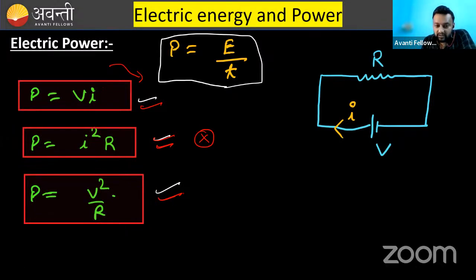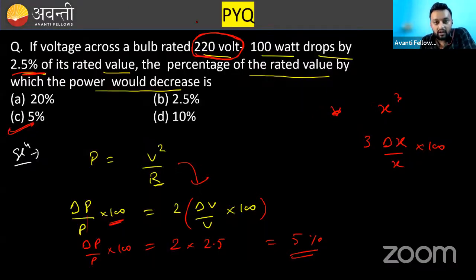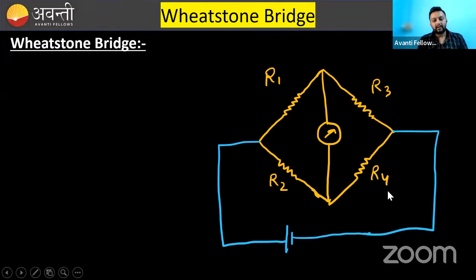So I am using this relation because in this relation, only the change in potential is given, and the resistance will remain constant. That's why I'm using this relation. I think someone asked the question. Is it clear to you now why we are using this V square by R? Now, Wheatstone bridge is very clear.